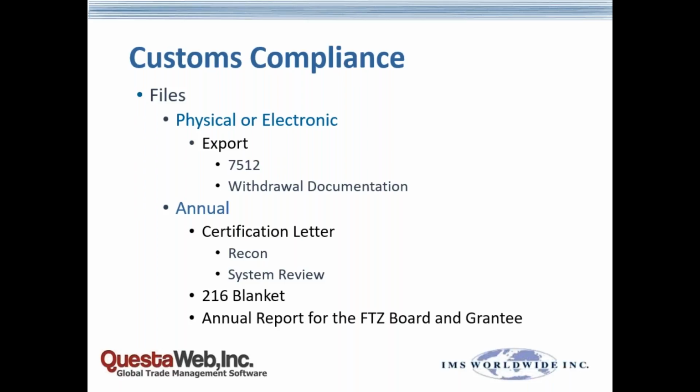Now, the interesting thing is on the reconciliation and the systems review, you're required to send a letter to customs 10 days after you finish those two things that says, hey, I've done them and they're here for your review. Now, that certification letter, customs has been asking for when they come in, and if you've missed it, they have been writing $1,000 fines for some folks in certain ports. The other thing is that blanket 216 we talked about, that one for your standard manipulation and manufacturing. But those annual things really help your customs compliance as well.